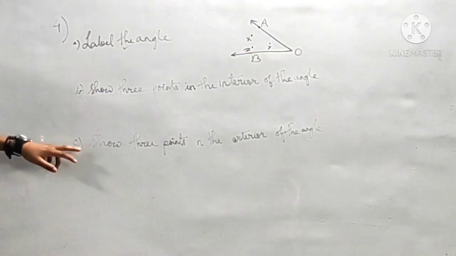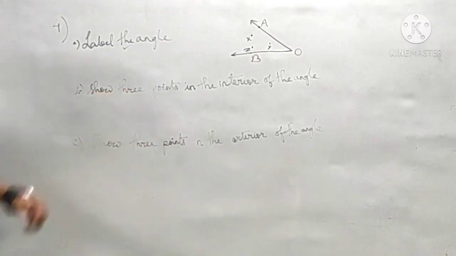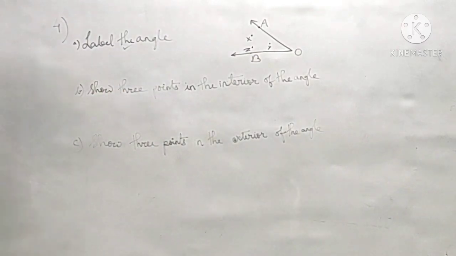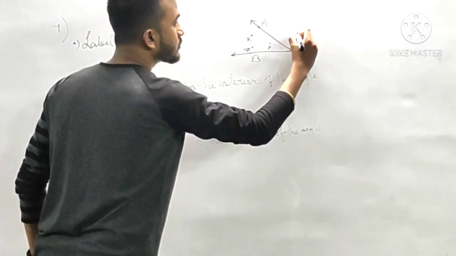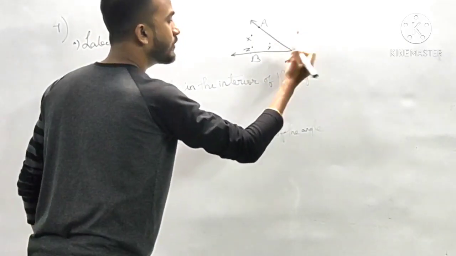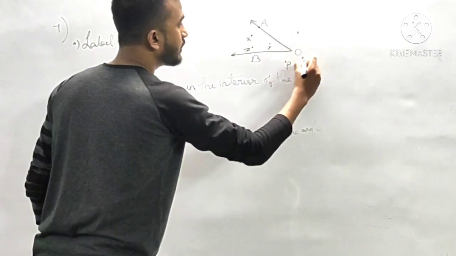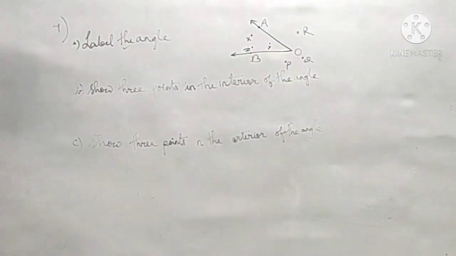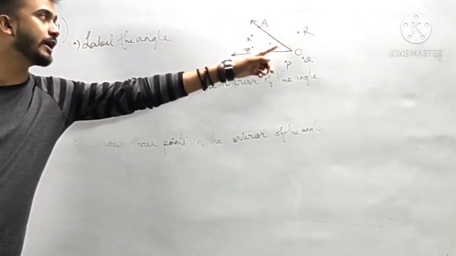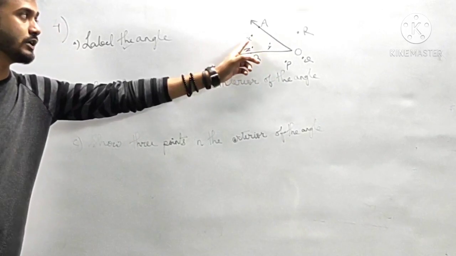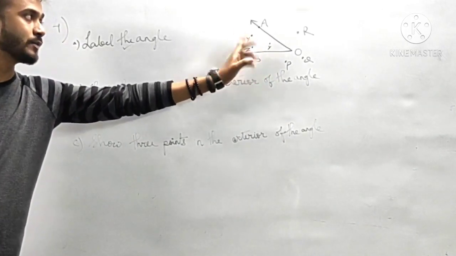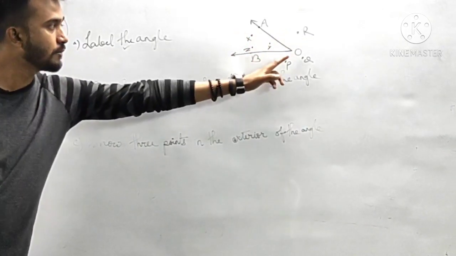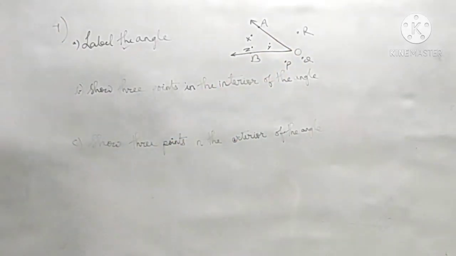Now what about number C? Show 3 points in the exterior of that angle. In the exterior of that angle, wherever you want, you can put these 3 points. So I have given P, Q, R. Remember one thing, you cannot use the same alphabet in the same diagram. That's why I have first labeled A, O, B. The interior points are X, Y, Z, and the exterior points are R, P, and Q. I hope you have got question number 4.